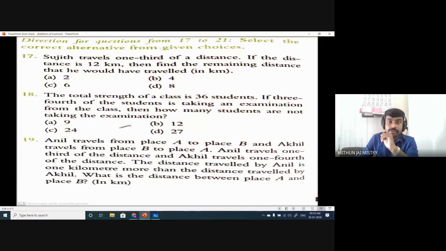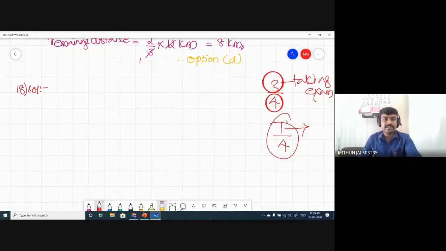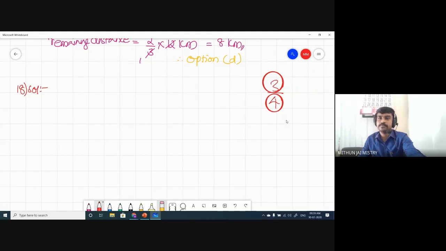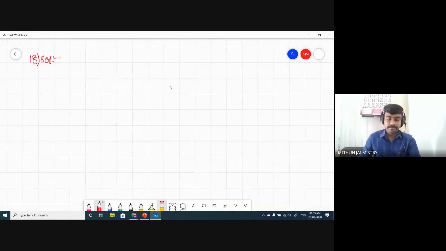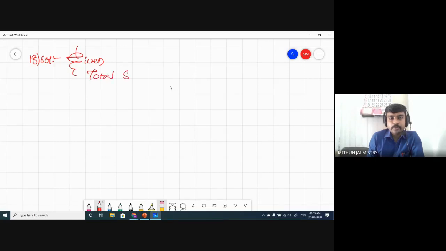So, if 3/4 are writing exam, then 1/4 are not writing exam. That is something which you need to understand. Out of 4, 3 are writing exam, so 1 is not writing exam. Let me write again the things given. Total students. How many students are there? 36. Given total students in a class is equal to 36.